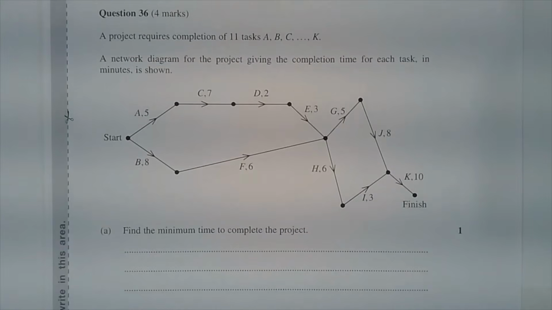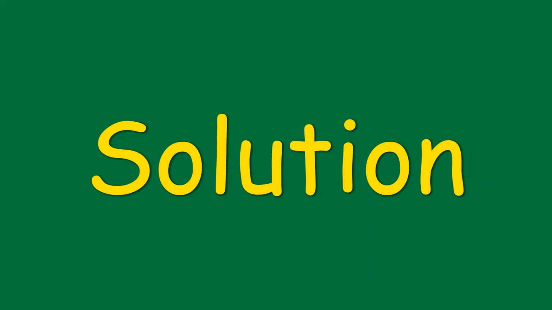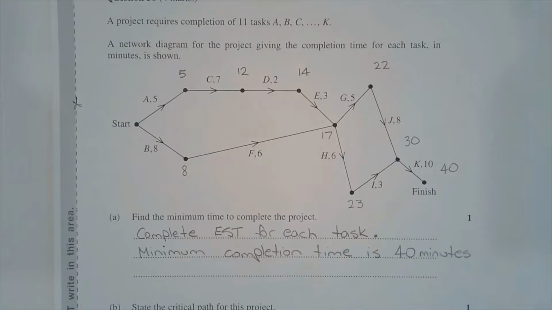Question 36. A project requires completion of 11 tasks A, B, C through to K. A network diagram for the project giving the completion time for each task in minutes is shown. Part A. Find the minimum time to complete the project. The minimum time to complete the project is found by completing the earliest start time, or EST, for each task.